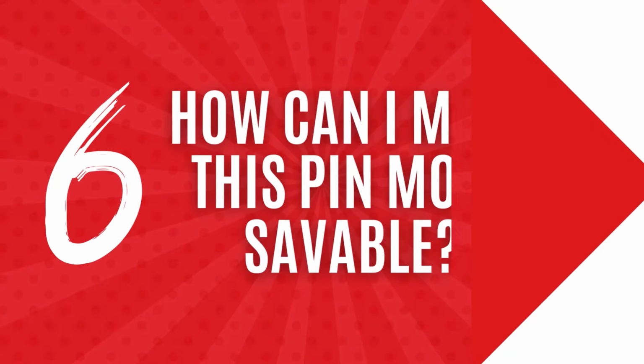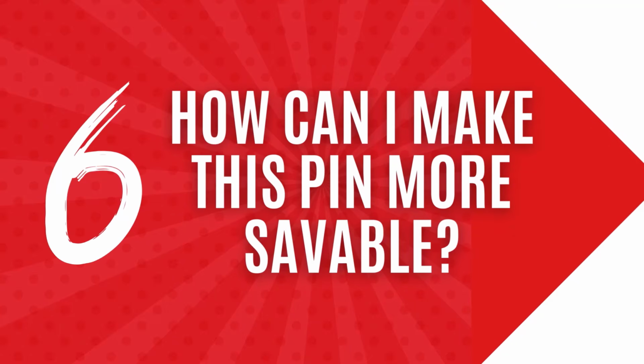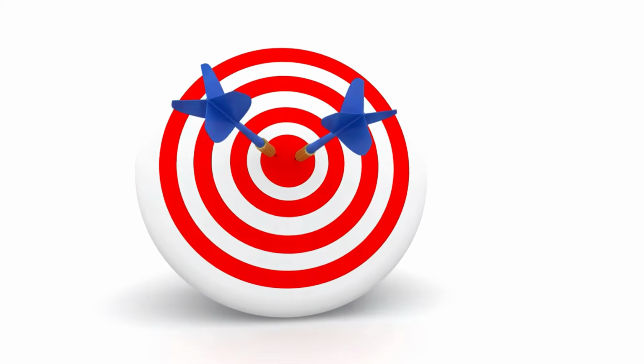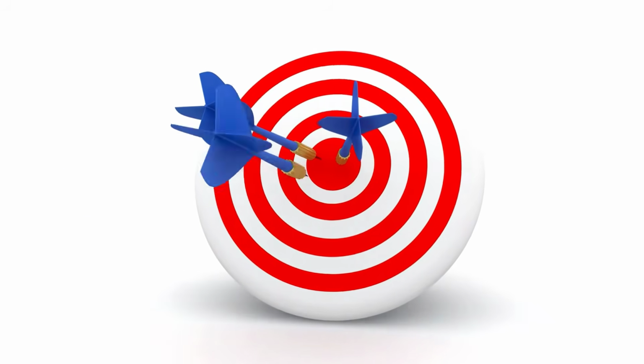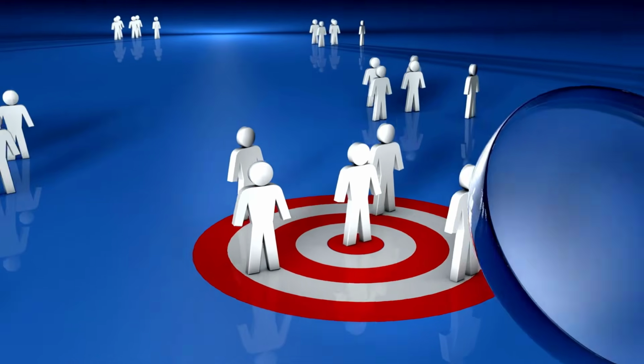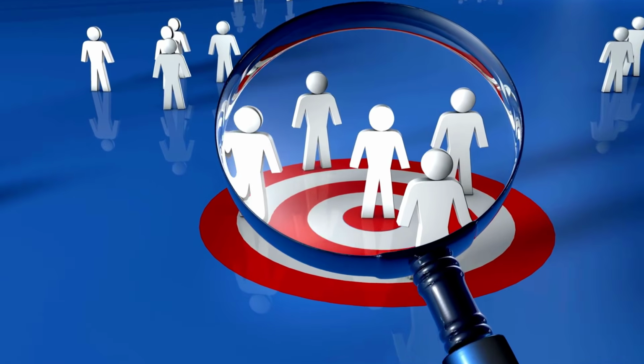Tip number 6 is when you're creating pins, always ask yourself, how can I make this pin more savable? How can I provide the most value possible in this pin that is going to encourage my target audience to want to save this pin? This is a question that you should always be asking yourself first before you create a pin, because ultimately that is the end goal, to create a pin that is valuable enough to get your target audience to want to save that pin, and in turn, as more people save it, your pin is going to get shown more by Pinterest.